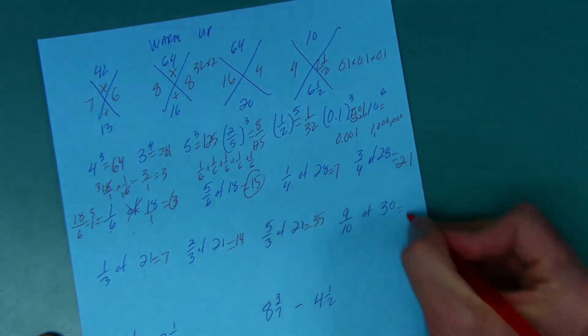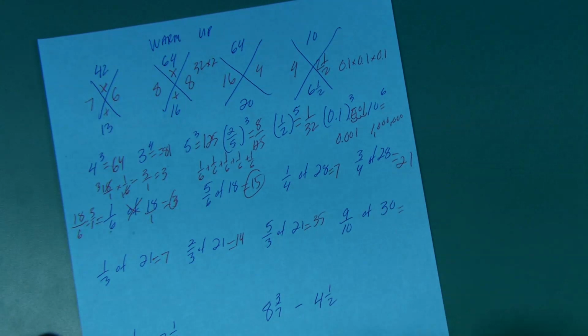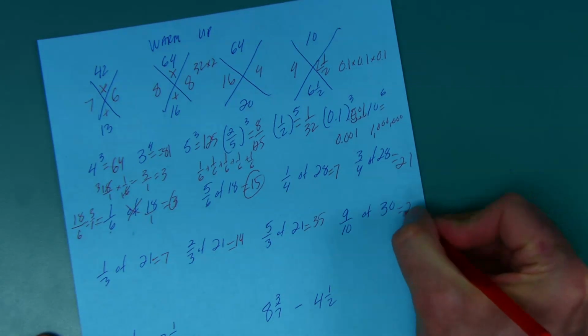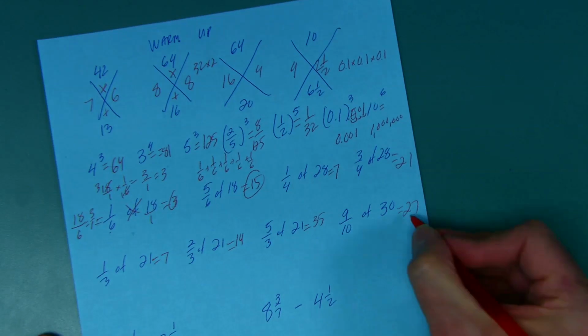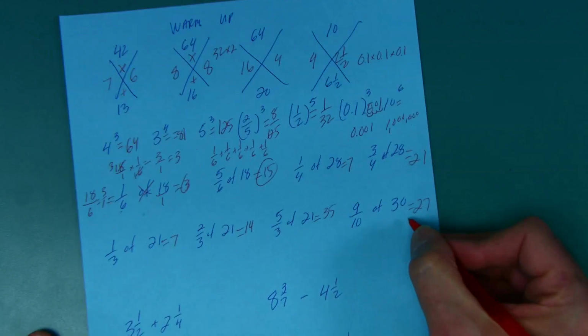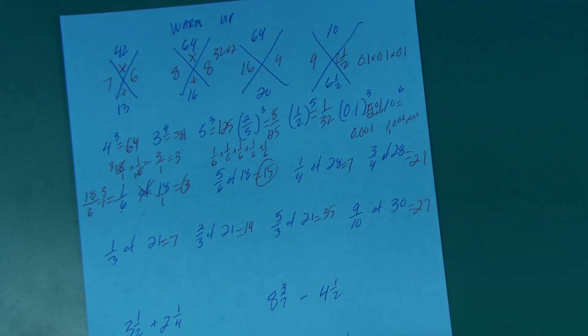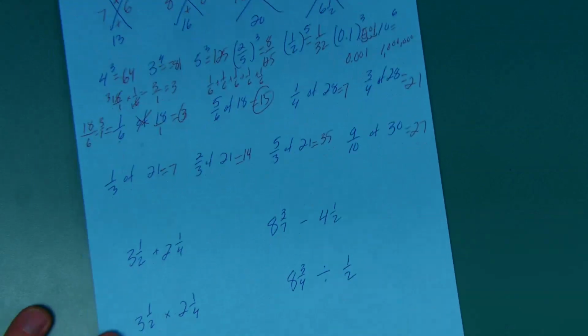9/10 of 30? Well, 1/10 of 30 is 3. 9/10 is going to be 9 times 3. See how we're almost doing that in our head now? I did that fast. Watch it again. Slow it down. See how you do.